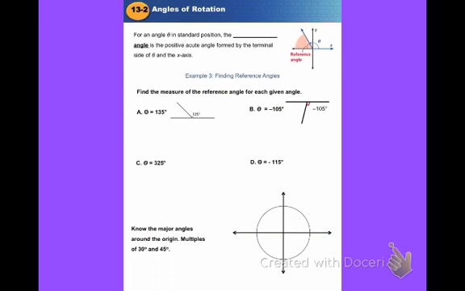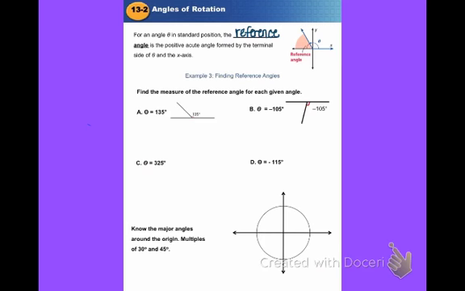So in learning goals, we mentioned something about a reference angle. Well, for an angle theta in standard position, the reference angle is the positive acute angle formed by the terminal side of theta and the x-axis. And so basically we take the terminal side and we just go the closest direction to the x-axis, and whatever measure of that angle is, that's the reference angle.